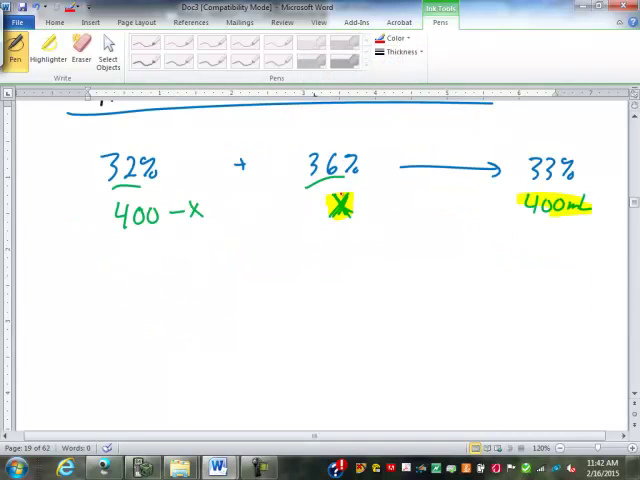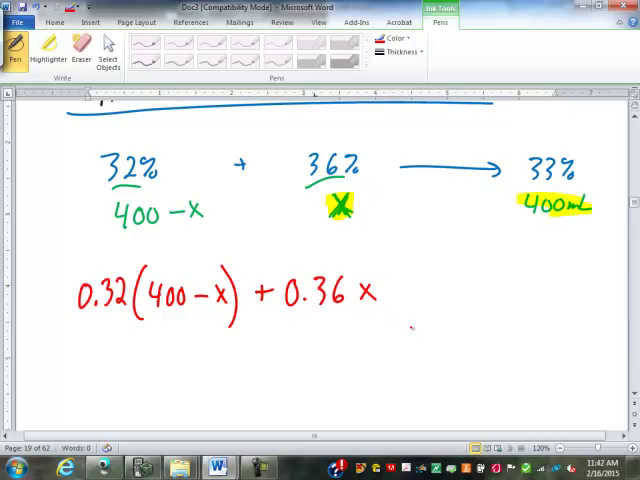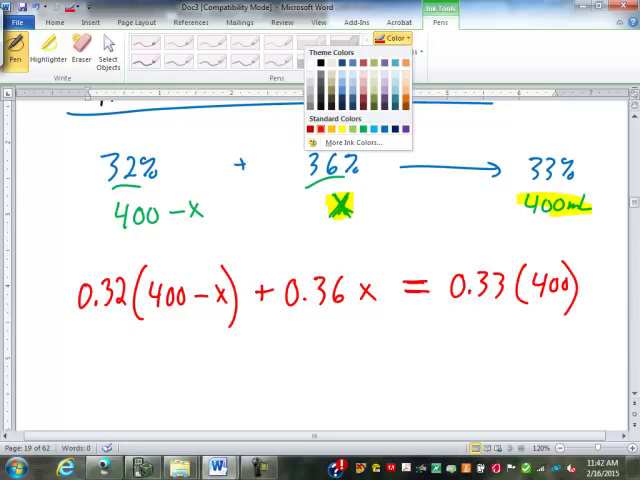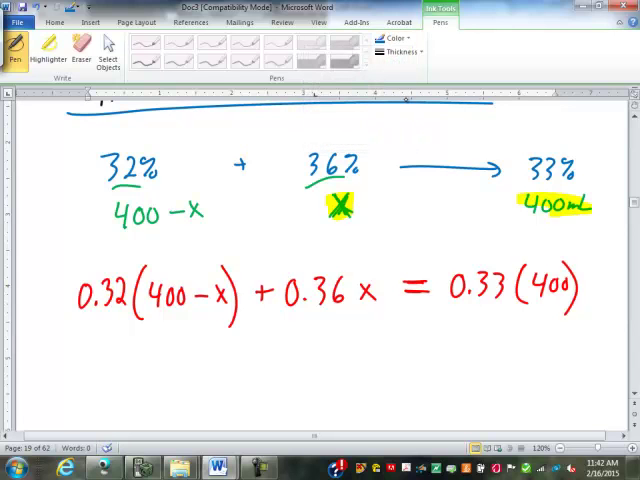And we can write our equation from there. So now the amount of medication in the 32% solution is our concentration, which is the decimal form of the percent, so 0.32, times the amount, which was 400 minus X. Plus 36%, 0.36, times that amount, which is X, has to equal the amount of medication in the final product, 33%, 0.33, times 400 milliliters.